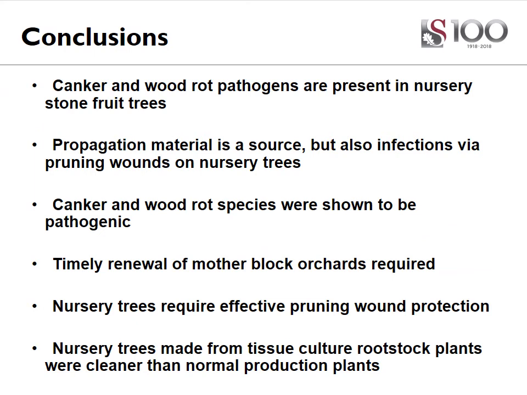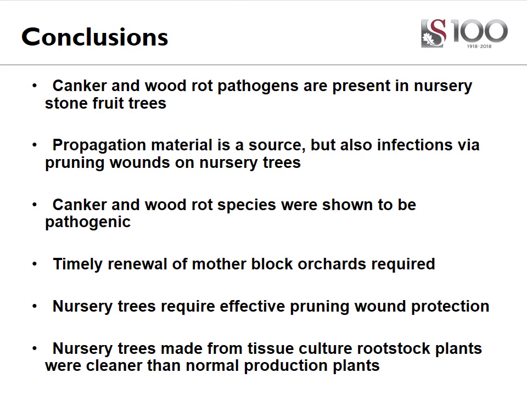To conclude, within this project we found canker and wood rot pathogens present in healthy nursery stone fruit trees. Propagation material is one source, but infections can also occur via the pruning wounds on the rootstock of the nursery trees. The canker and wood rot species were shown to be pathogenic. Mother block orchards need to be assessed in terms of their phytosanitary status, in whether they are continually used as a source of propagation material.